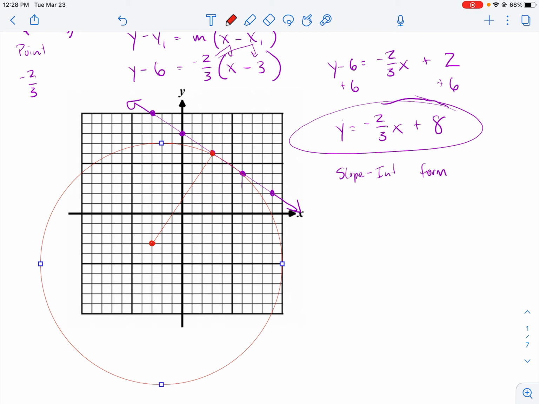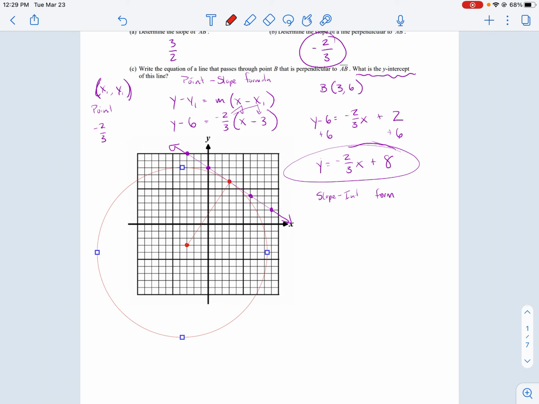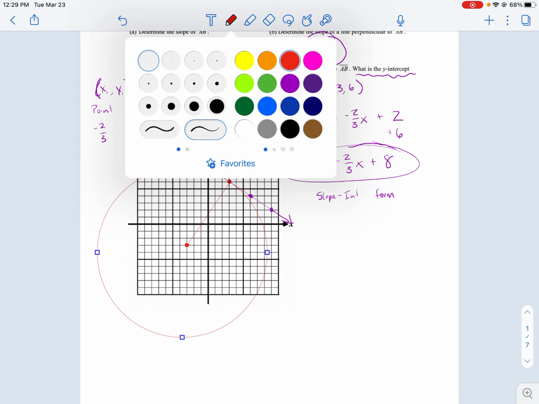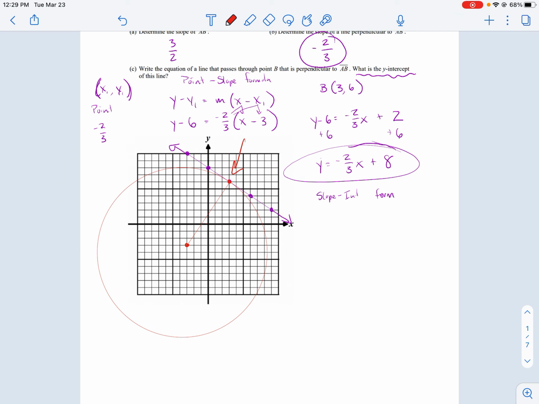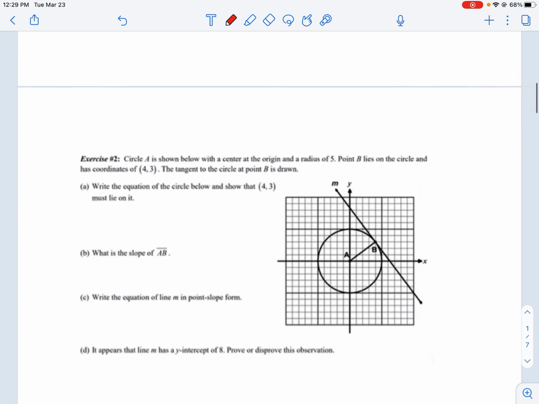So what we're going to be doing is finding the equation of this line segment, right? And then we're going to be finding the equation of the line that's going to be tangent through this particular point, right? Tangent to the circle, okay? And it will also be perpendicular to that radius, okay? So that is our goal for this lesson. So let's take a look at number 2.